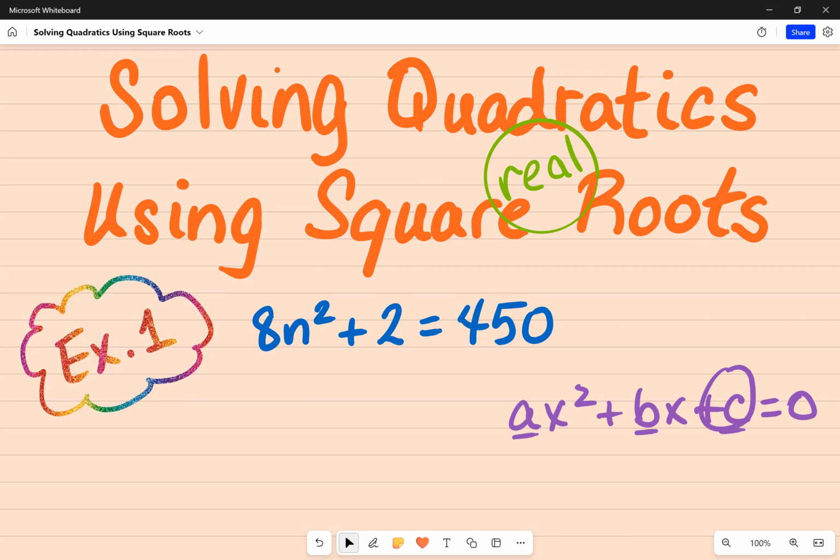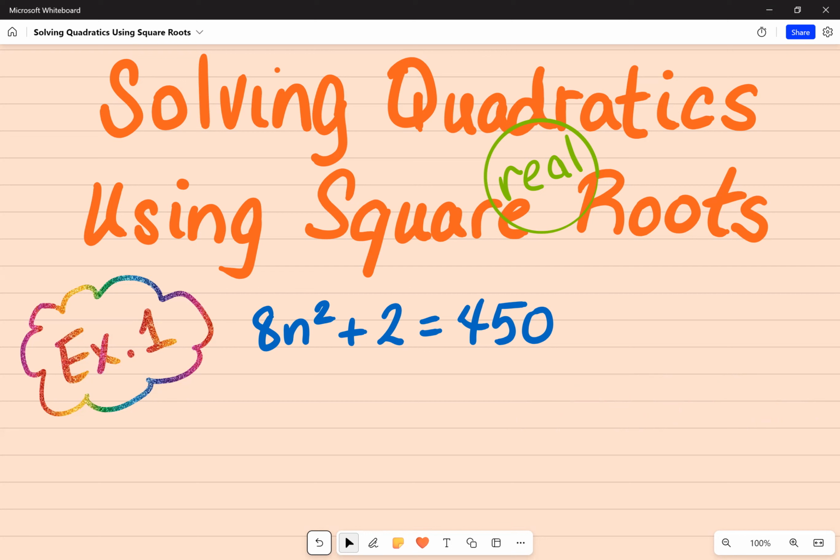C is my constant. So if I look at my first example, I notice that I have constants on either side of the equal sign. And I'm missing a b term because I don't see an n that does not have the exponent attached to it.